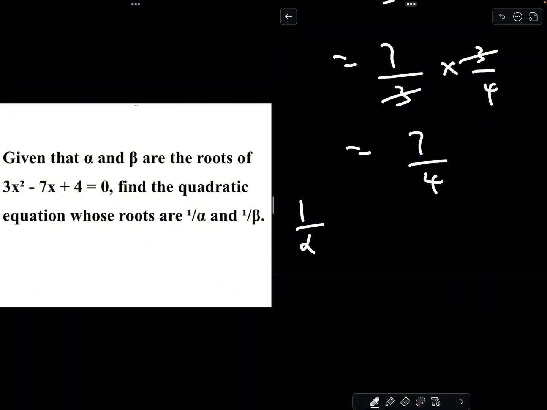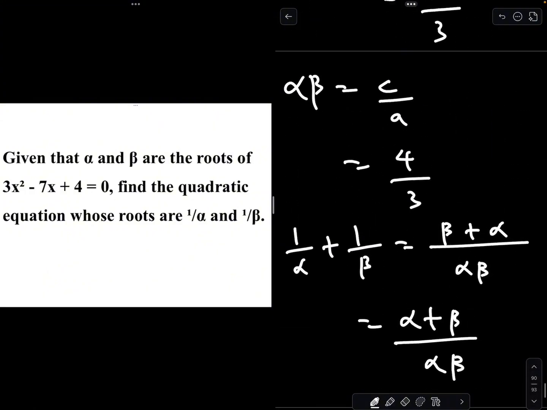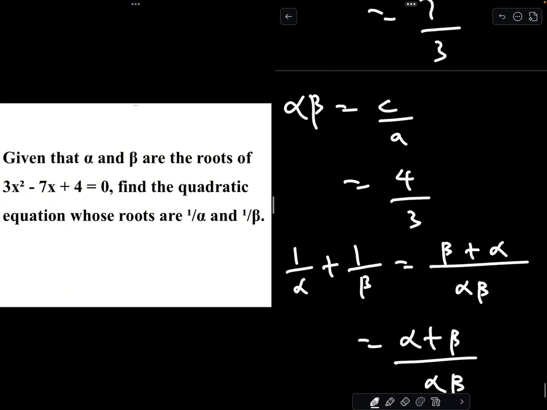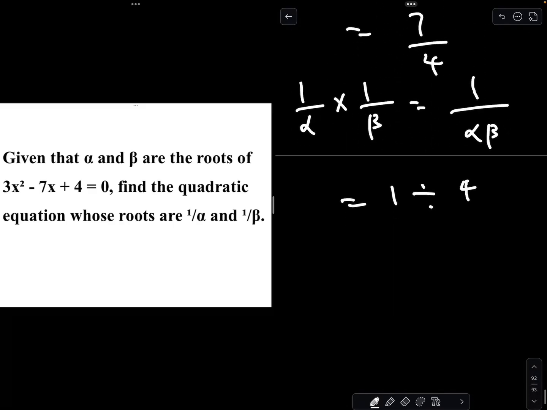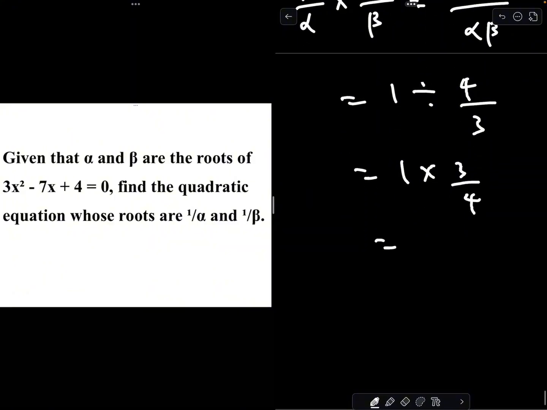So, the product of those roots is 1 over alpha times 1 over beta, and that's 1 over alpha beta, which is equal to 1 divided by alpha beta. We already found that is 4 over 3. That's 1 divided by 4 over 3. And that simply means 1 times 3 over 4, which is 3 over 4.